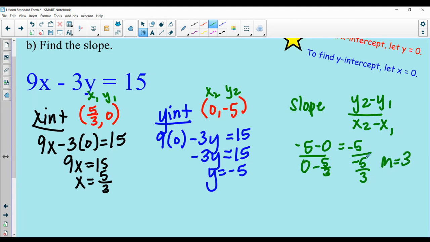Now, you can also remember back when you were dealing with fractions, when you divide by a fraction, it's the same thing as multiplying by the reciprocal. And so really we have negative 5 times negative 3/5, and so that would be 15 divided by 5, which is 3.